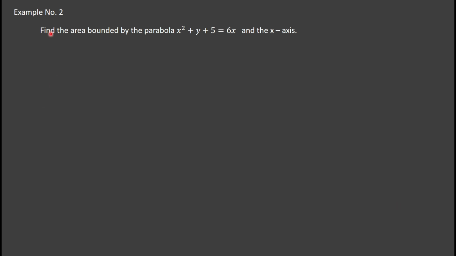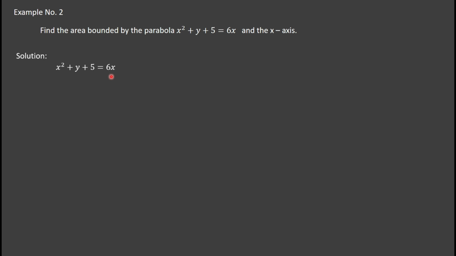So next, example number 2. Find the area bounded by the parabola x squared plus y plus 5 equals 6x and the x-axis. Solution: we have the given x squared plus y plus 5 equals 6x. The first thing to do is to find the vertex of the parabola, then determine whether it is opening to the right, left, up, or down.